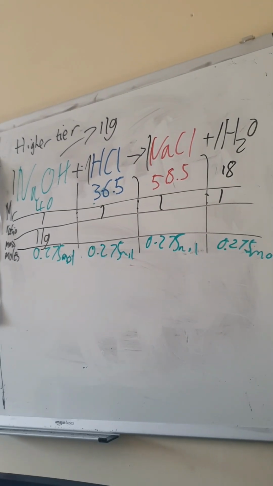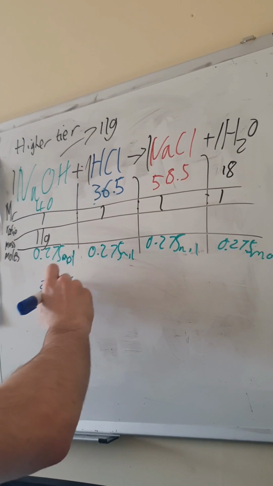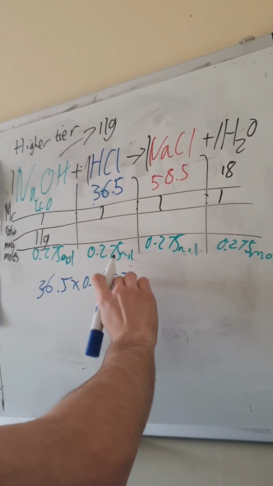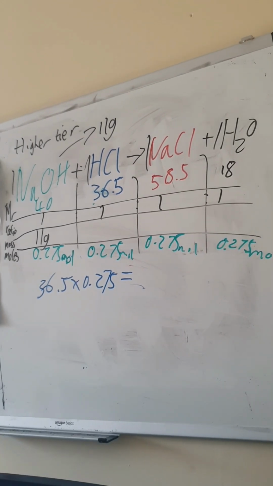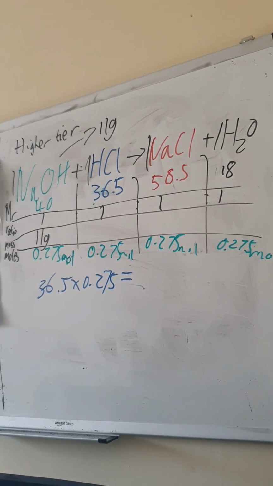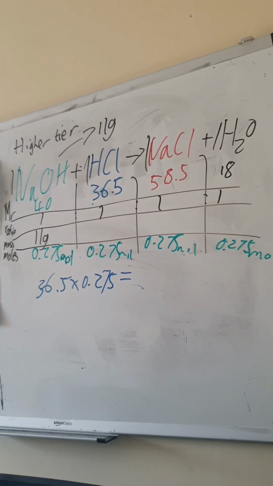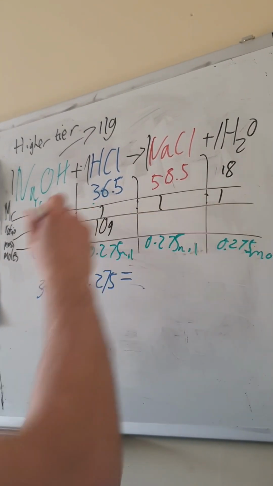That means we must do 36.5 times 0.275. I'm not neat today. 36.5 times 0.275, and that gets you to 10.03, or let's just do 10.0, so it's just going to be 10. I'm going to round to one decimal place, so that's 10 grams.